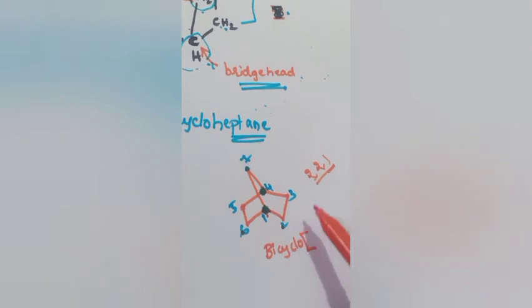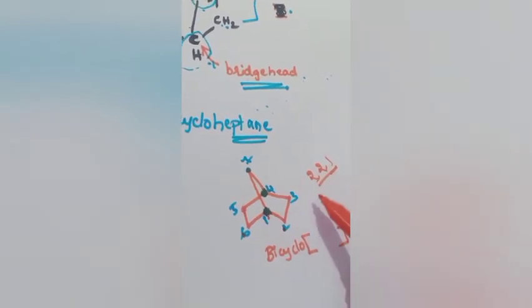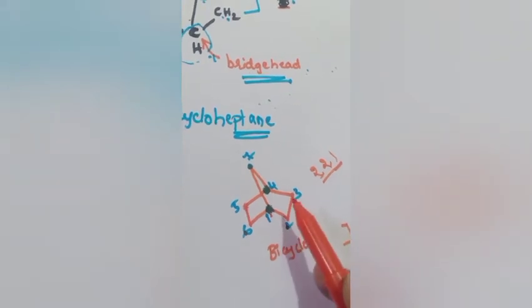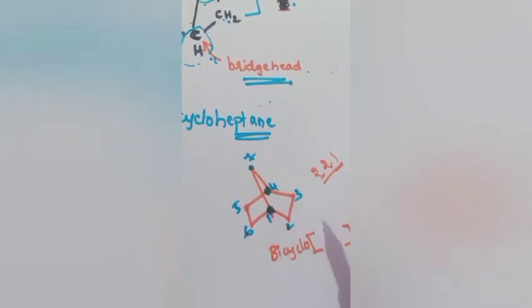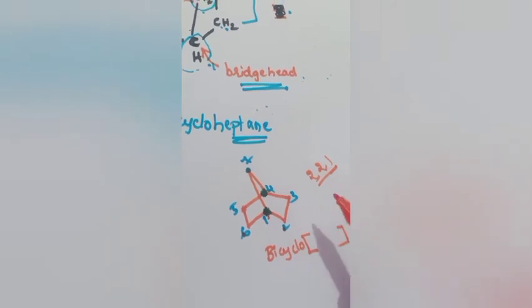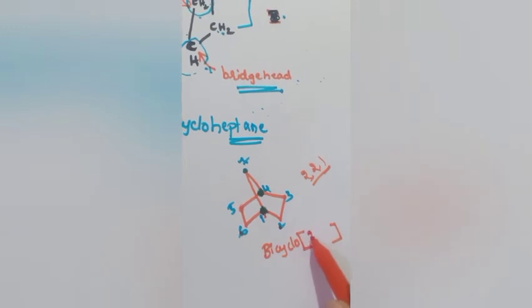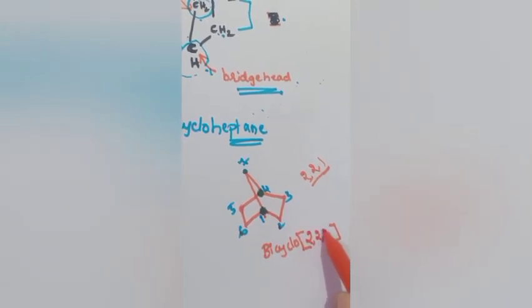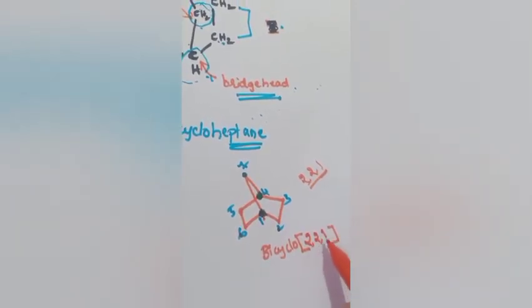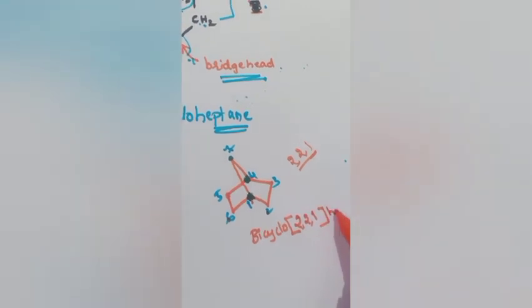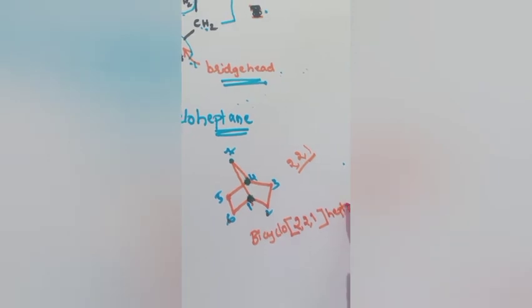In this symmetrical formation we can number either way, but if it is an unsymmetrical compound, we have to give the numbering in decreasing order. So here also we write 2, 2, 1. Then the total number of carbon atoms is 7, so we use hept, and since it is an alkane, heptane.